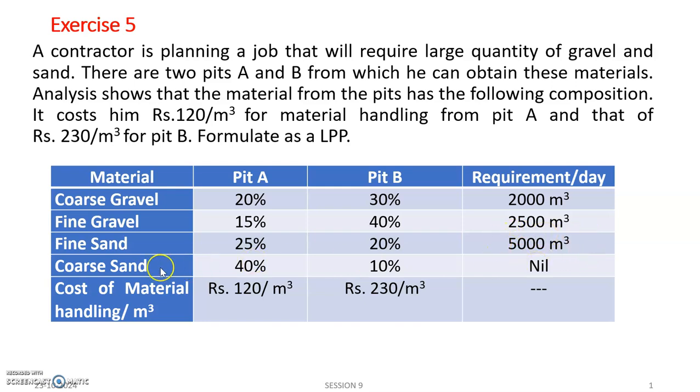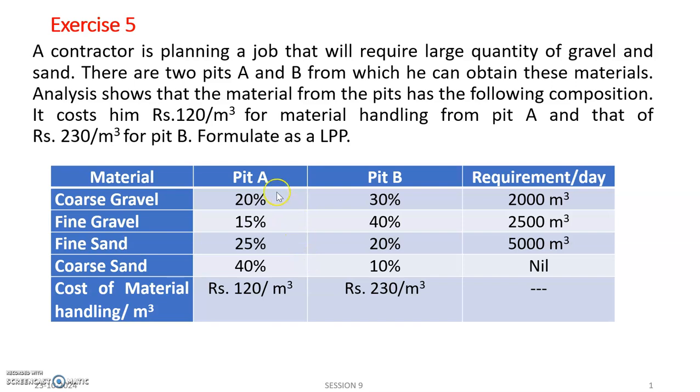The requirement with respect to coarse sand is 0 for the contractor, meaning he will definitely get coarse sand also, but he is not going to use it for his purpose. He will discard it. So this is how the problem has been formulated. Hope you are able to understand the problem, students. Now tell me, what are going to be the decision variables in the problem? Please think over and tell.